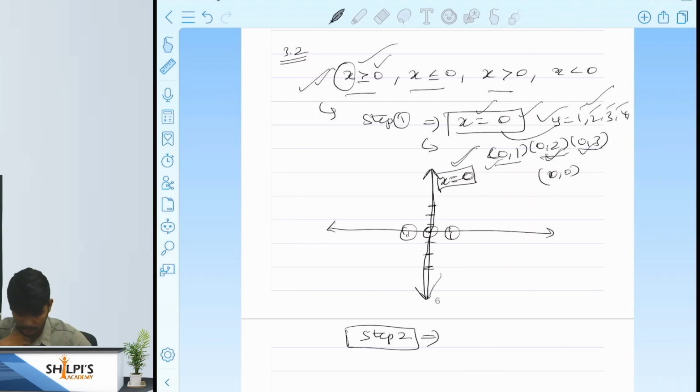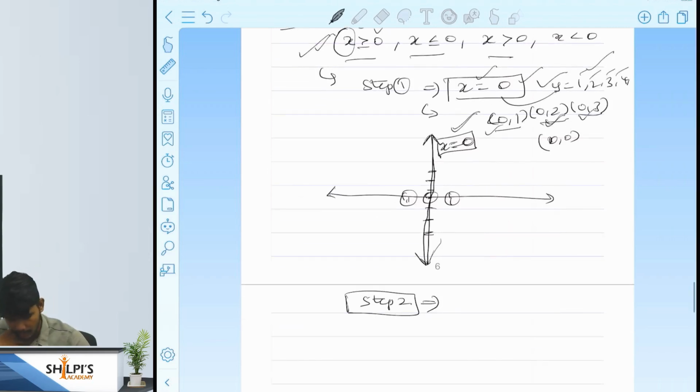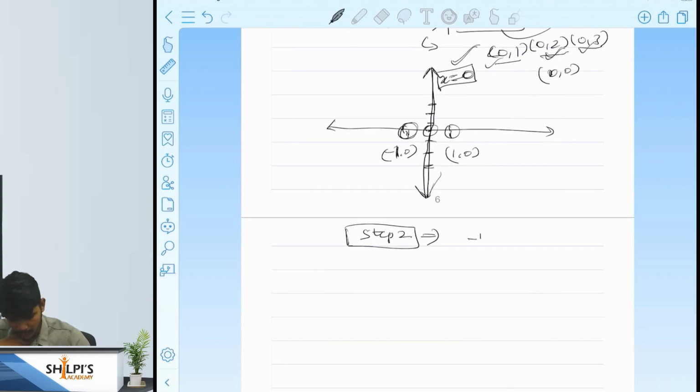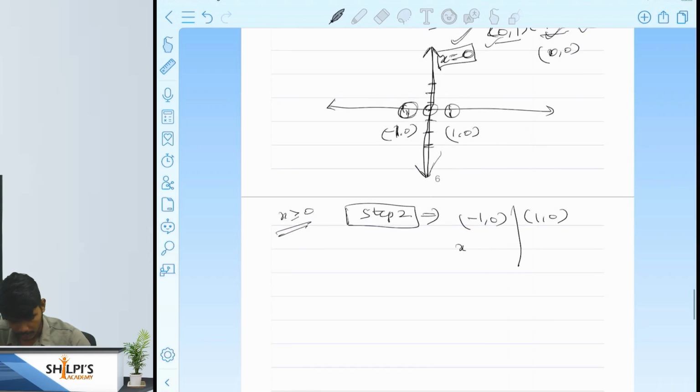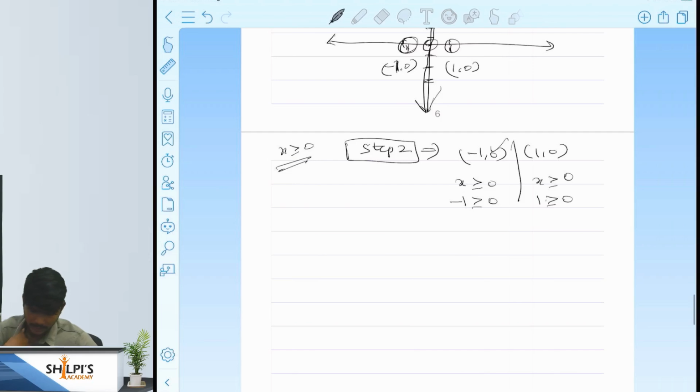Then substitute in that equation. So if I take this point, this will be -1, 0. If I take this point now, this will be 1 comma 0, right? So I took 2 points. My equation is x greater than or equal to 0. So substitute this, minus 1 greater than 0. I can't substitute for y since there is no y. Similarly here, 1 greater than 0, which is correct. Left one or right side? Whether minus 1 is greater than 0 or 1 is greater than 0.